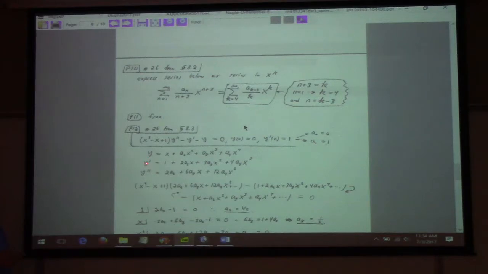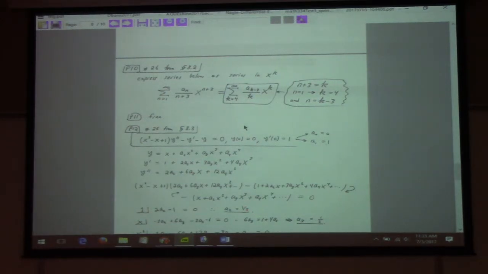Anyway, so here it is, y prime prime. There were just 2 primes. And plug it in, in all of its glory. There it is. And then just start collecting terms by term. Constants: I got 2a2 minus 1 equal to 0, which gives me that a2 is 1/2.